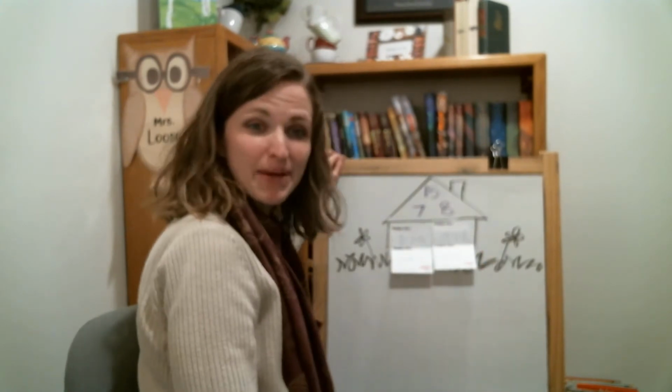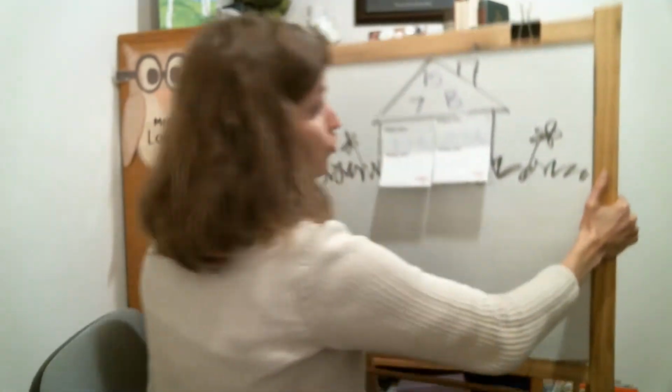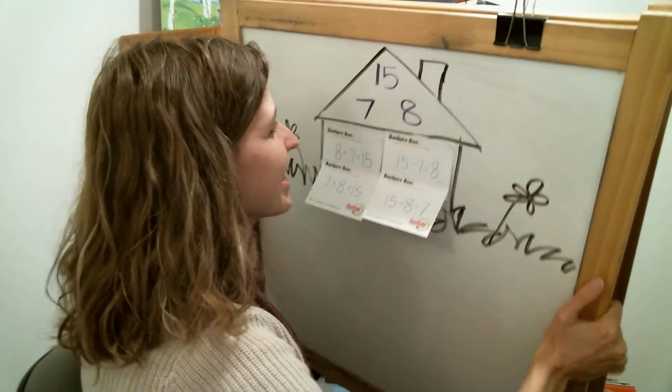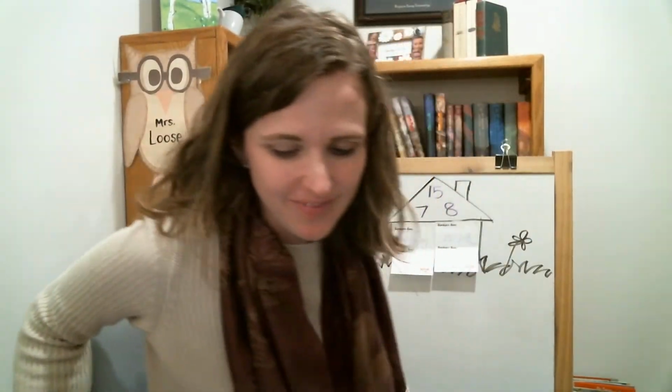Here is our happy fact family. There are 4 facts in our fact family. And they all use the same 3 numbers. I want you to keep practicing with your fact families so that you get really, really good at this.